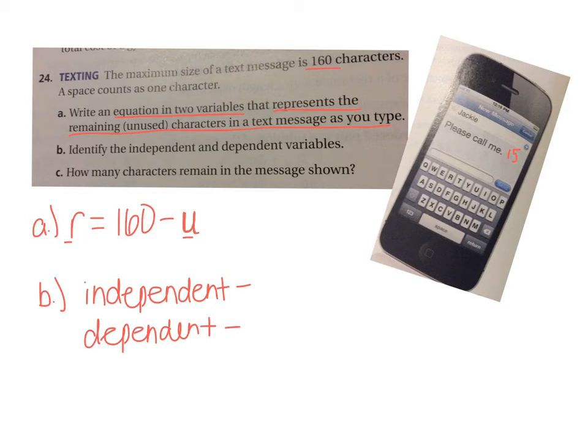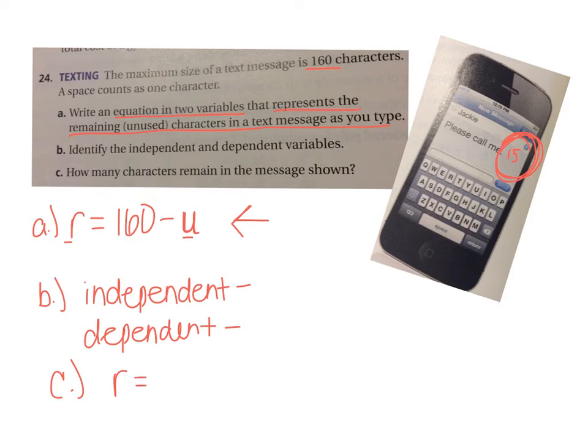Part C says how many characters remain in the message shown. So this is where we're going to use 15. Our equation, R equals 160 minus U. Now we're going to substitute 15 for U.